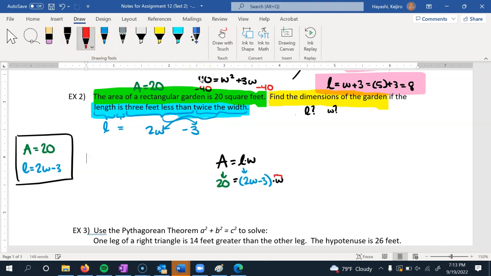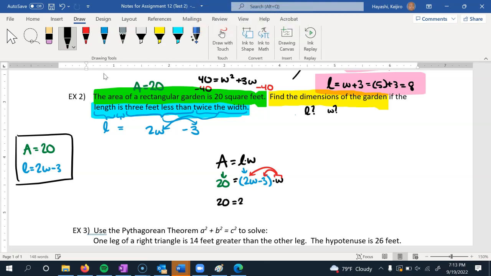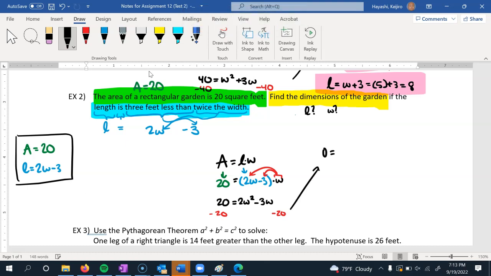I'm going to do the same as I did last time. I'm going to take this W, and I'm going to distribute it to the inside of this parentheses. I don't care that the W is in the back of this parentheses. It may as well be in the front. So what equation is that going to give me? 20 equals 2W squared minus 3W. And now I'm going to subtract 20 from both sides. That gives me the equation that is now equal to 0: 2W squared minus 3W minus 20.